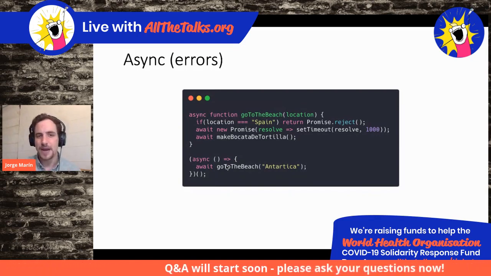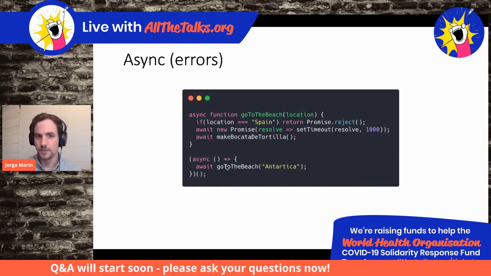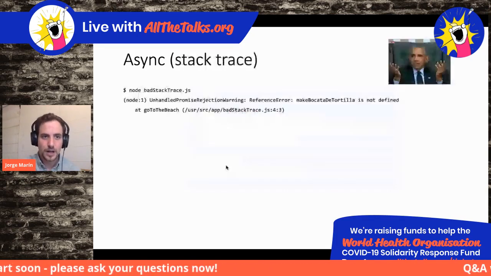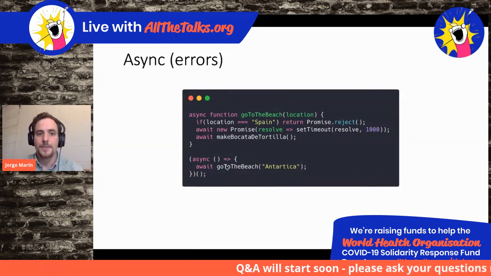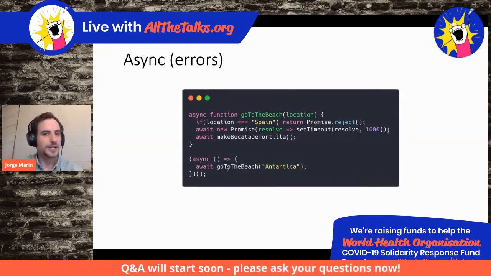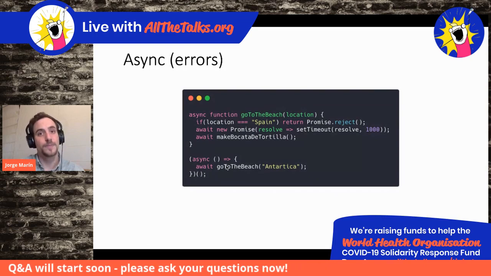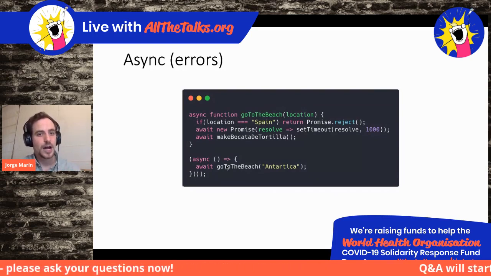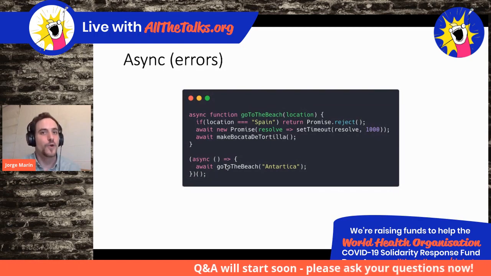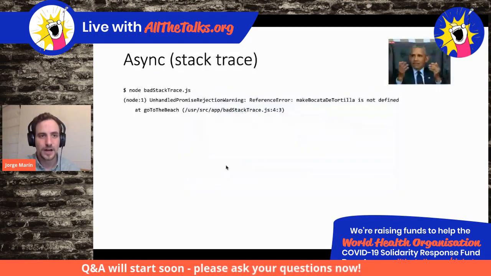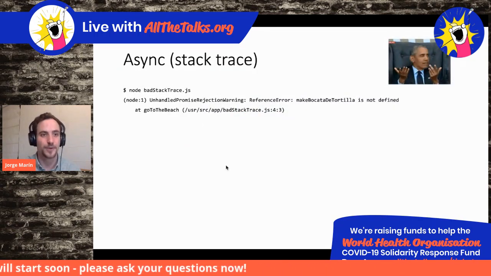And now we have the MakeBocataDeTortilla inside the GoToBeach function. What happens if we execute this code? Because the MakeBocataDeTortilla function is not defined, the go to the beach function is going to throw, and now the main thread won't know from where it came, and it's going to print this. I hope you can see it.